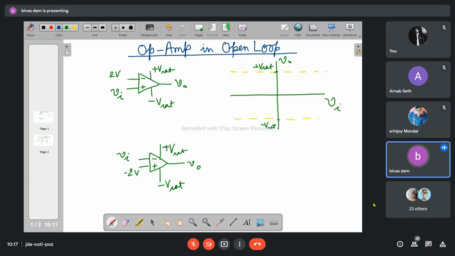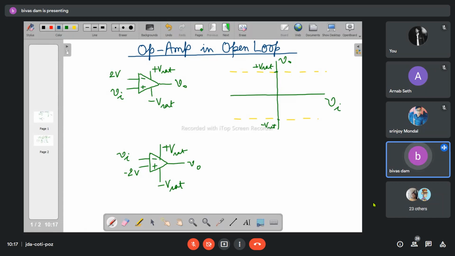Whether it is open loop configuration or closed loop configuration, it does not matter. One thing you must always remember is that for an operational amplifier, in case the input difference voltage is positive, the output has got to be plus Vsat, and in case the input difference voltage is negative, the output has got to be minus Vsat. That is always true.